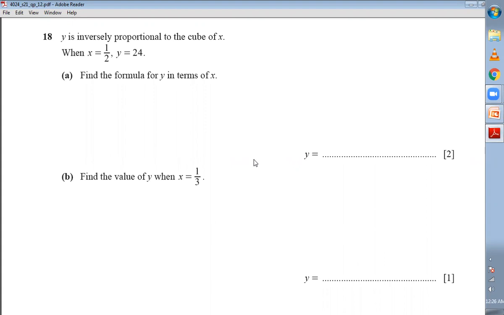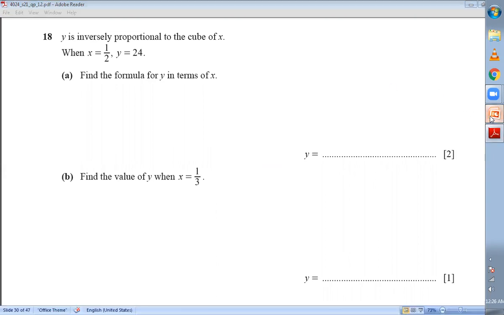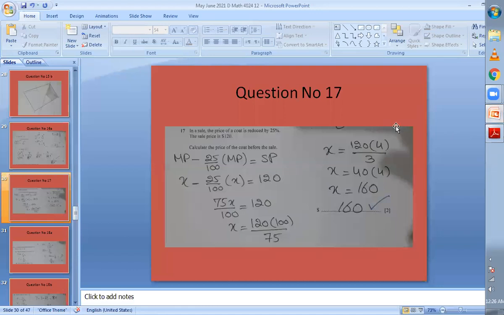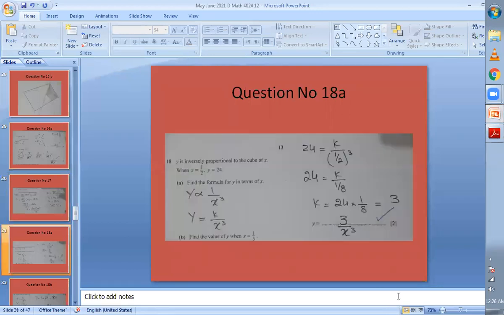Find the formula for y in terms of x. And then the B part: find the value of y when x is equal to 1 by 3. So it's a total 3-mark question. So let's see how I have done this. Okay, so here we go.